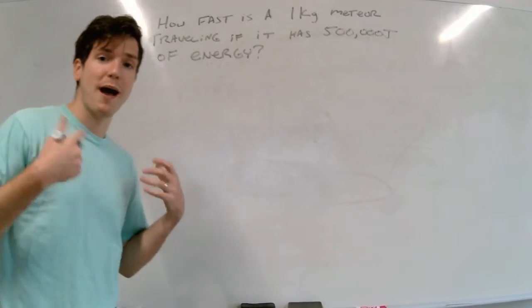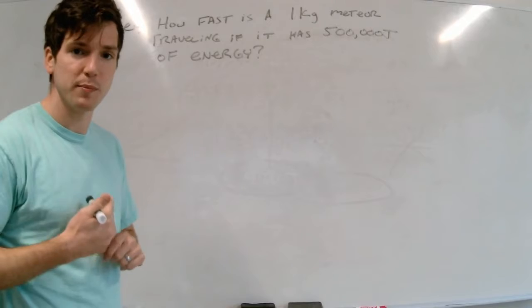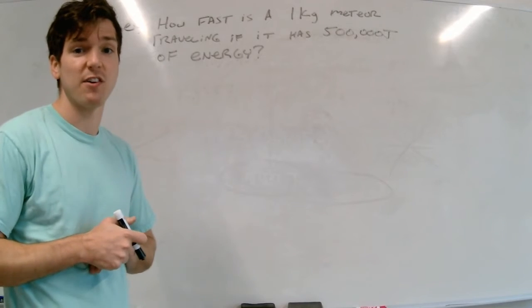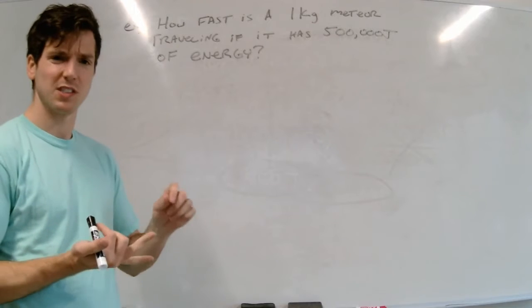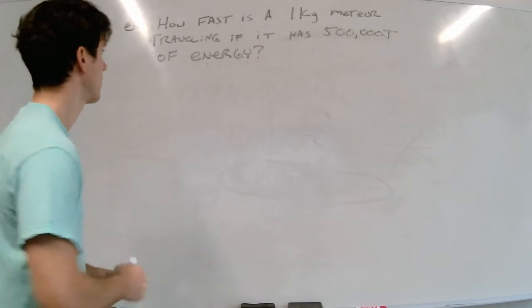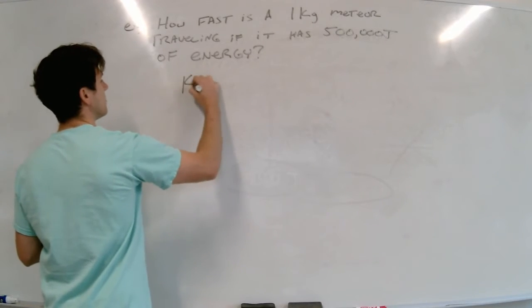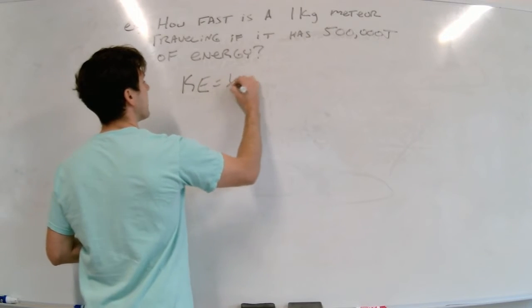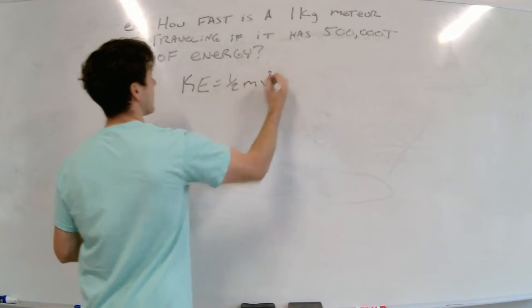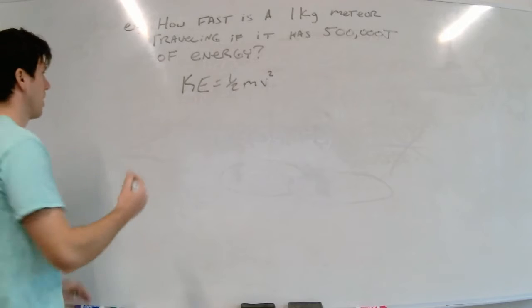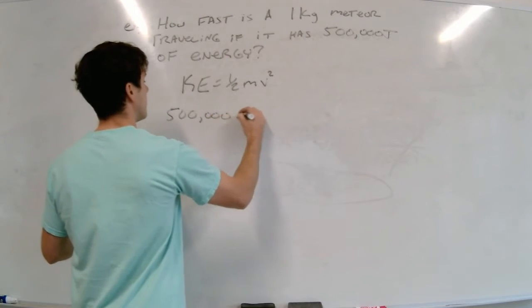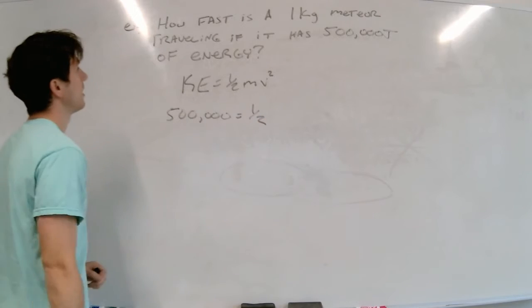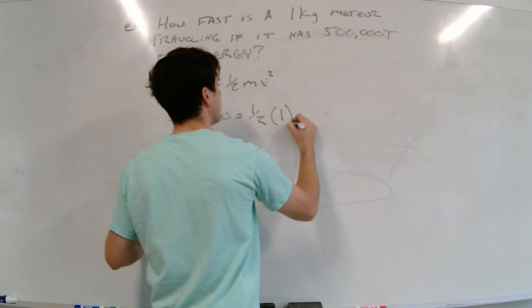My next problem, how fast is a 1 kilogram meteor traveling if it has 500,000 joules of energy? So you see this, you see it's got some energy, and it wants to deal with speed, right? It's asking how fast. So we know we're probably going to be using our kinetic energy equation, okay? So let's just start plugging in what we know. We know kinetic energy is 500,000. 1/2 is always in there. And my mass is 1 kilogram.